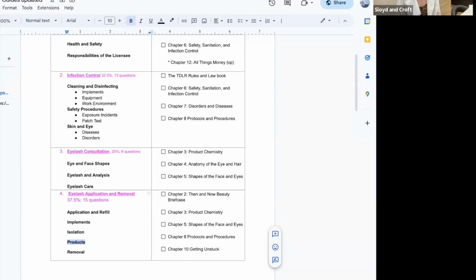Chapter 5, we already went over in our lash section of the eyelash consultation. So that chapter goes over more of that actual application, refill, styling, what implements, like if they have that more prominent forehead, what tweezer you want to use, and how their face and eye shape will actually affect the application and refill of your lashes. But again, you guys already went over that chapter in the eyelash consultation section.